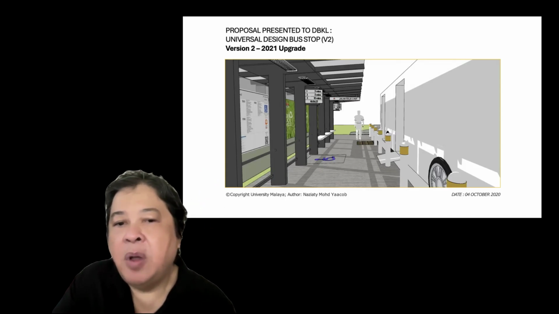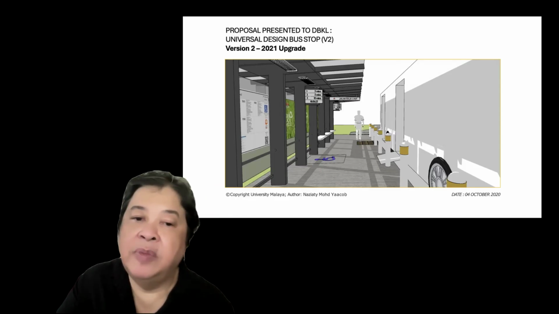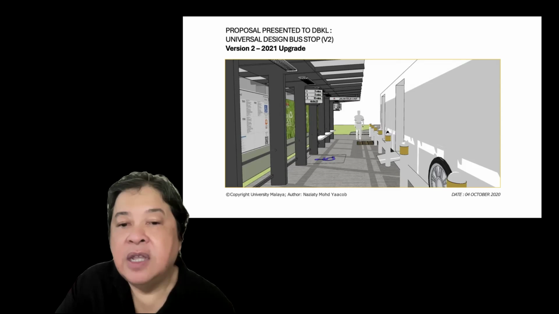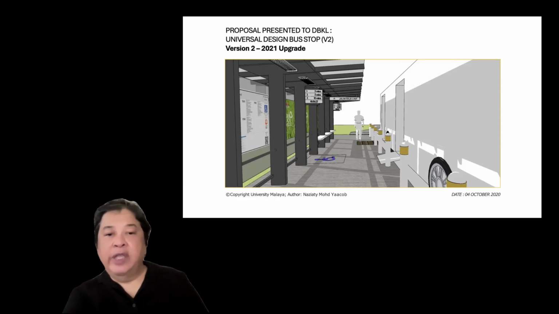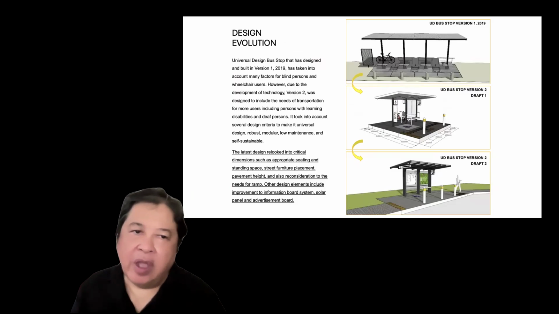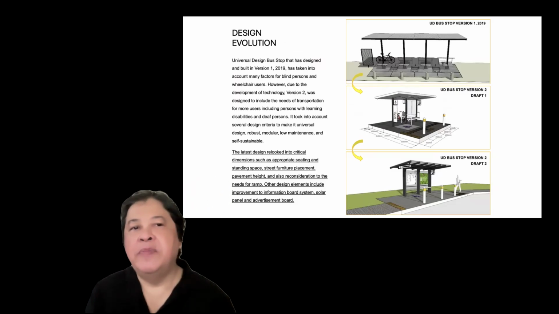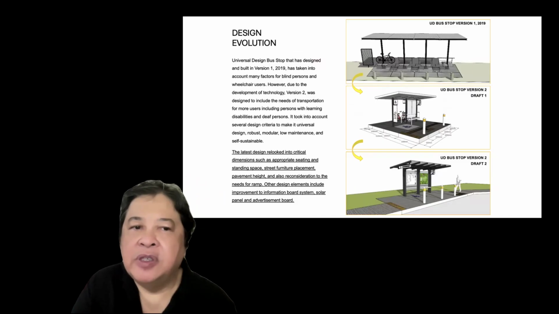As you can see, in between the bollards, you can have the entrance, the front entrance, indicated by the warning tactile below, the L-shaped one you shall see later on. And then you have the middle entrance or the rear entrance where the flip down ramp can go onto the pavement. And the waiting area is next to it, denoted by the international access symbol on the floor of the bus stop. So all in all, the university bus stop that was designed and built in version 1, 2019, has taken into account many factors for blind persons and wheelchair users.